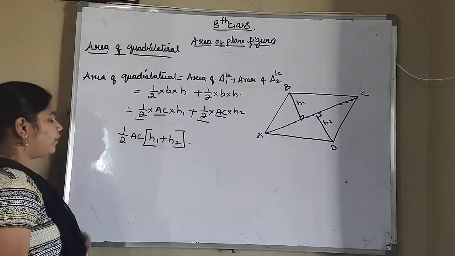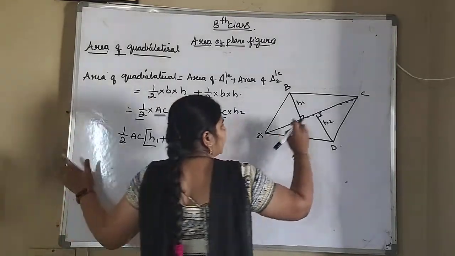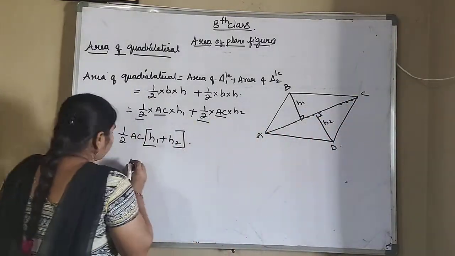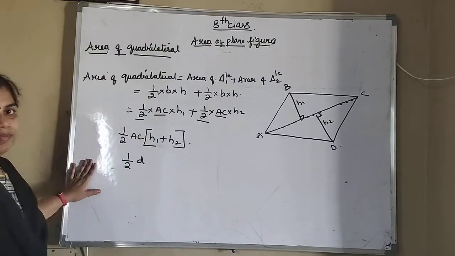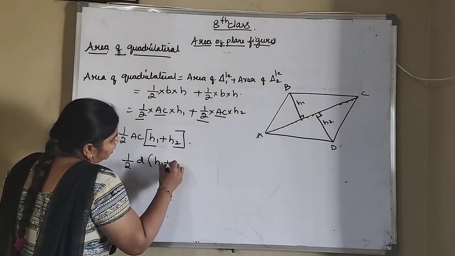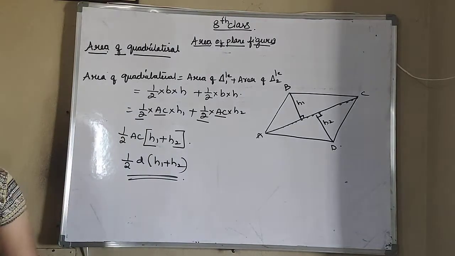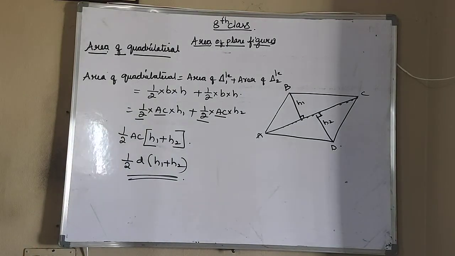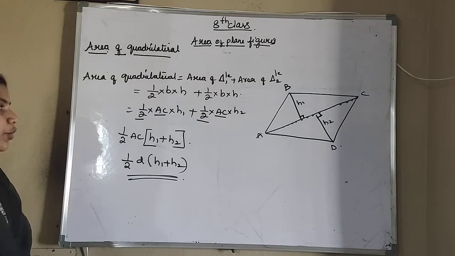So what is the area of a quadrilateral formula? This AC is nothing but a diagonal, so in place of AC, I am taking it as D because it is a diagonal. So D into H1 plus H2. This is our area of a quadrilateral formula: half into D into (H1 plus H2).